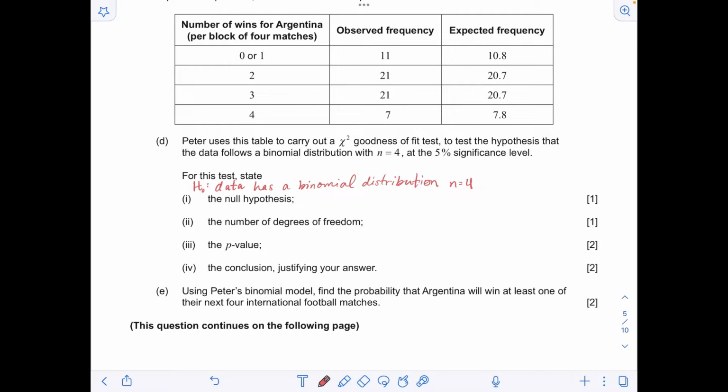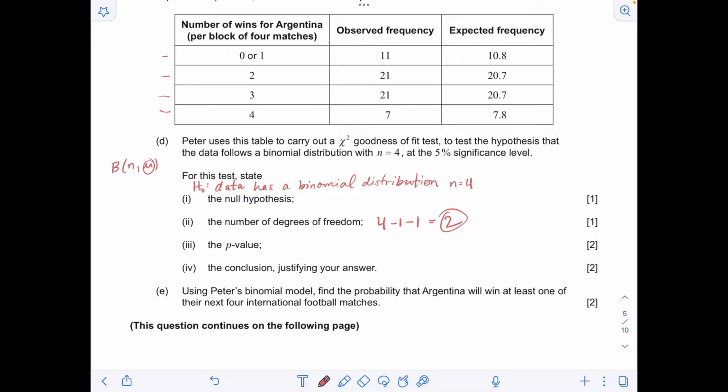The number of degrees of freedom, we consider how many categories. We've got 1, 2, 3, 4 categories. We subtract from that the number of parameters in a binomial distribution, and a binomial distribution has only one parameter. A binomial distribution has n and p, and p is the only parameter, so minus 1, and then always subtract 1 from the end. And so that gives us 2 degrees of freedom.